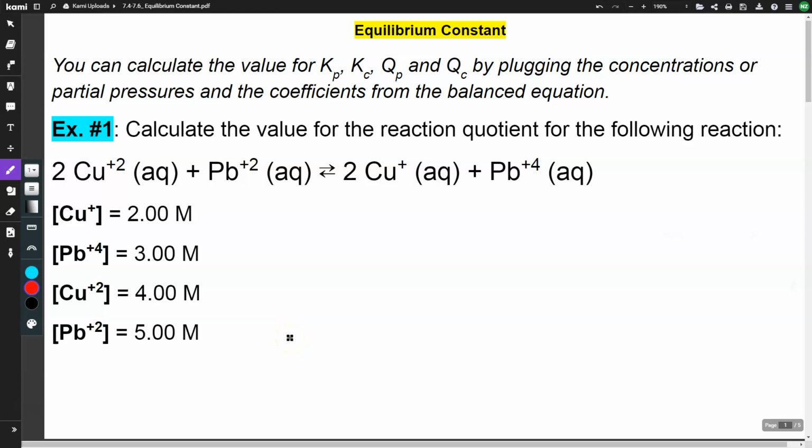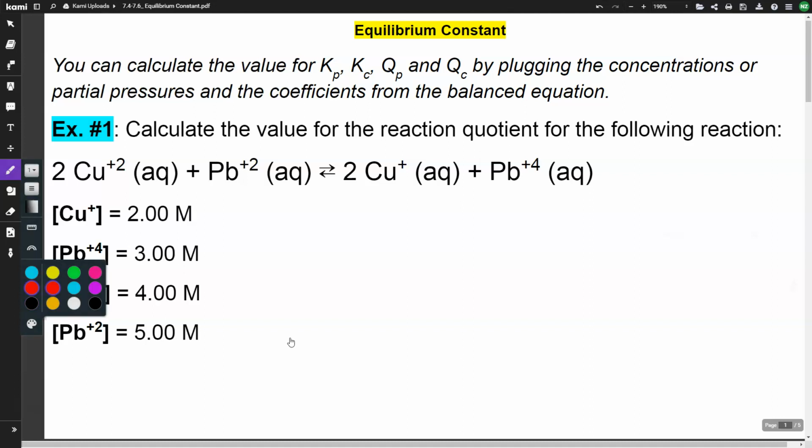All right, in this lesson, we're going to talk about the equilibrium constant. We've spent the last couple lessons setting these up. We're going to actually plug in some numbers today, and we're going to interpret those numbers and look at how equilibrium is affected for our reaction. So in this first example, it says calculate the value for the reaction quotient for the following reaction.